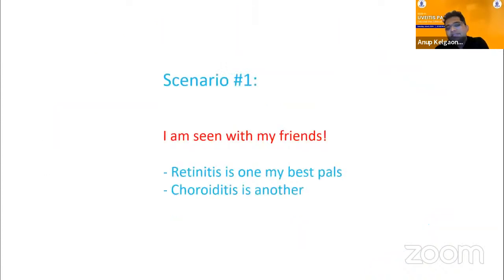So I will deal with it in 2 scenarios. In one scenario, retinal vasculitis has a lot of friends in the eye, and in the other scenario, it has no to fewer friends in the eye. One friend that you will see very commonly with retinal vasculitis is retinitis, and another friend is choroiditis. These 2 topics will be covered by my other friends later after this presentation.